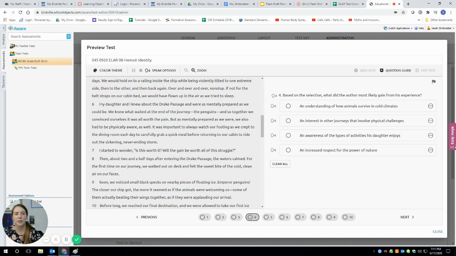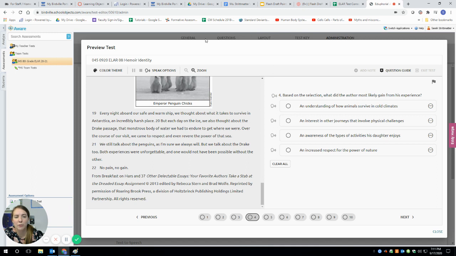Based on the selection, what did the author most likely gain from his experience? So to know this one, we would have had to have read from start to finish. If you just go straight to the end, you might get lucky and figure it out, but you have to know what the author went through to really know what they've experienced. So towards the end, after he talks about this crazy experience with surviving these waves and then meeting these awesome penguins, they thought about what it takes to survive in Antarctica. It says the experience was unforgettable, no pain, no gain.